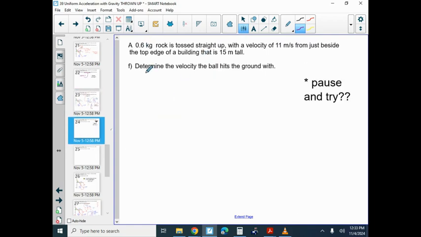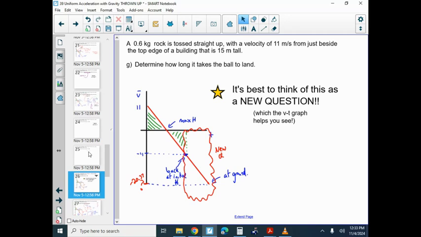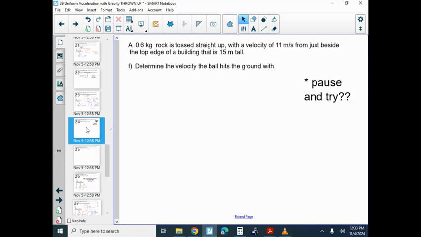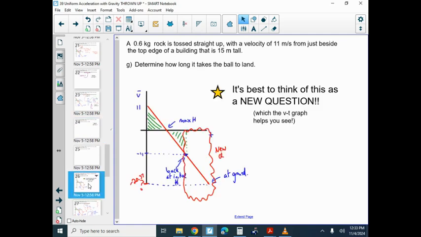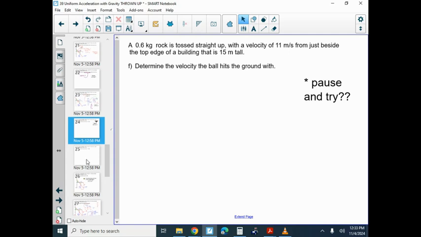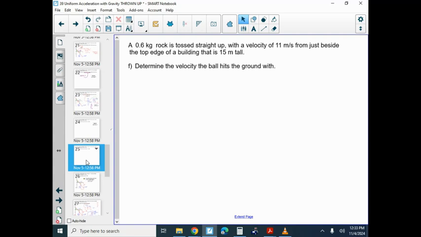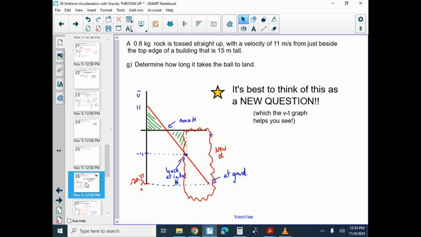So the next step here: determine the velocity the ball hits the ground with. I don't have this one set up here. Maybe I just have an extra page here. No, velocity the ball hits the ground with. Different number here. Okay, so anyways, it's really this diagram here that we need, right? Where we have to think of this, maybe you could decide anyways to think of this as a new question, where we have an initial velocity of negative 11 and so on.